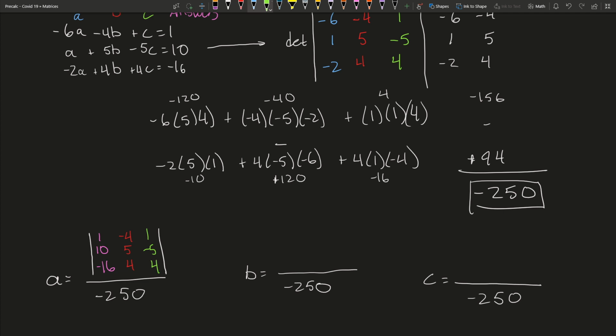Okay, for B, our matrix is the coefficient matrix, except for in our B column, our red is replaced with our answers. And everything else is the same. And then for C, it's the same thing. We're solving for C, so our C column is replaced with our answers. And everything else is the same.